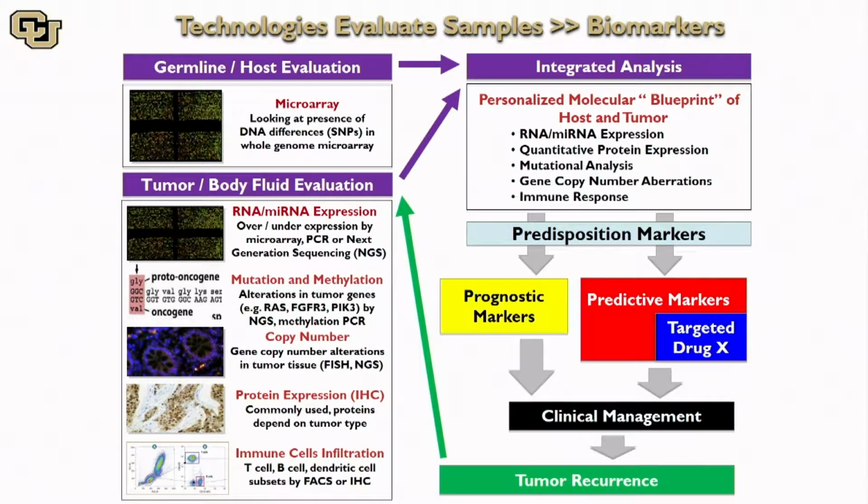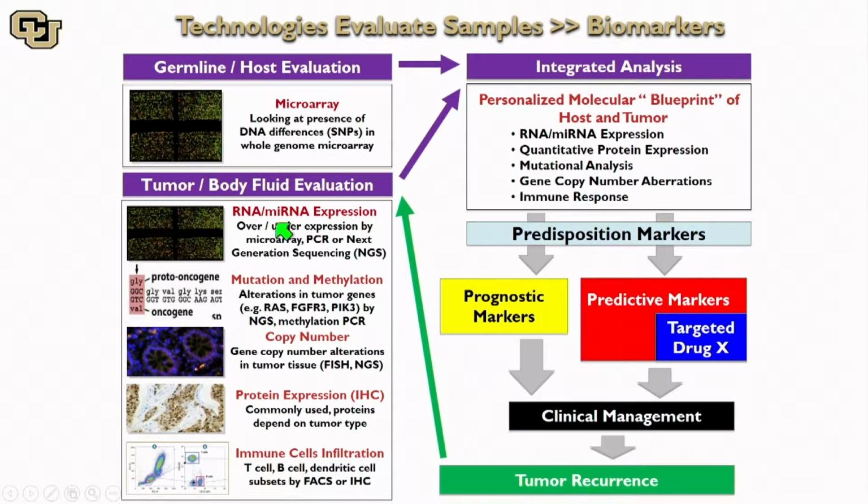So the next thing that you can conceptualize is the following. When you do those analyses on the samples that I just showed you in the previous slide, you can do a number of things. So germline and host evaluation basically looks at the person that has the cancer. And that could be looked at using multiple techniques, microarray based or sequencing based. And then you could look at the tumor and body fluid.